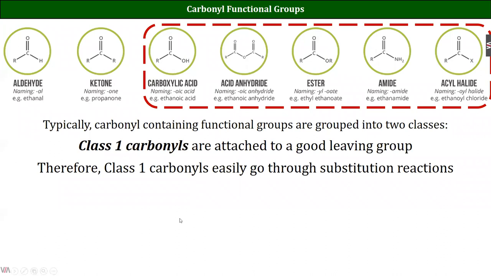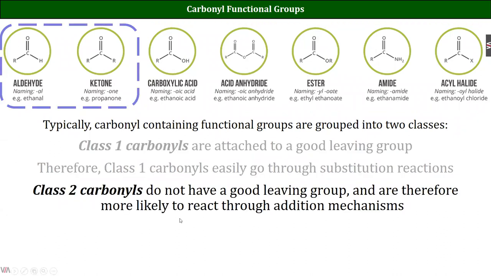The other group, the class two carbonyls, don't have a good leaving group. Because they don't have a good leaving group, you're more likely to have them react through an addition mechanism. You do that just the same way. You have a good nucleophile come in and attach to that carbonyl carbon, but you just don't have a good leaving group. So that oxygen stays with a negative charge until it gets protonated instead.